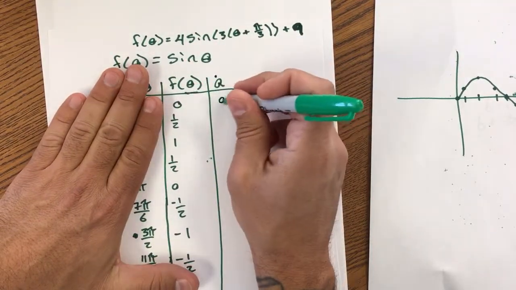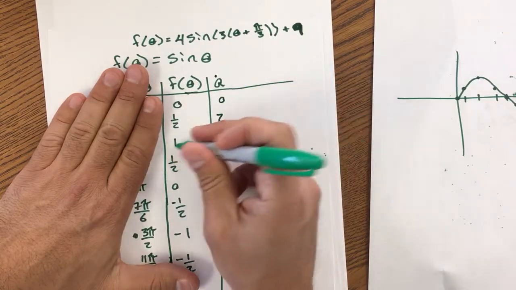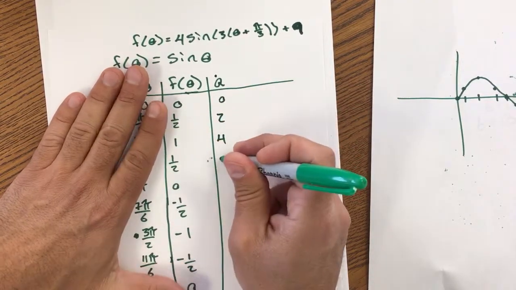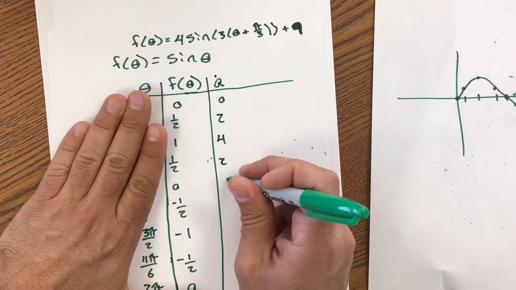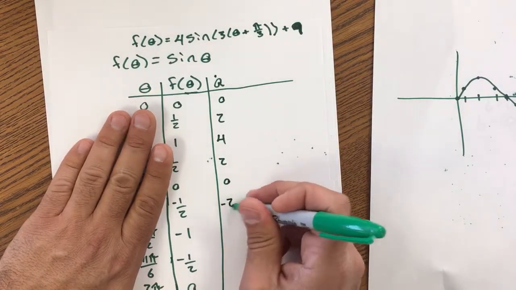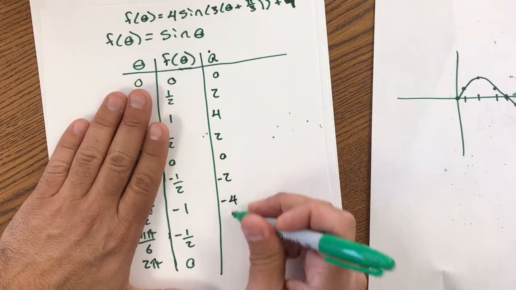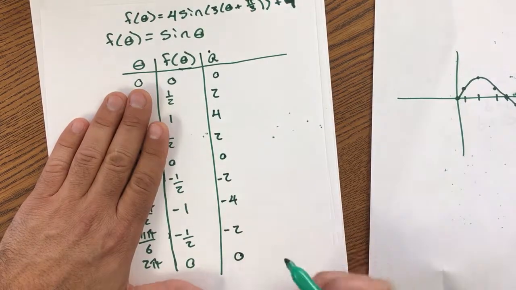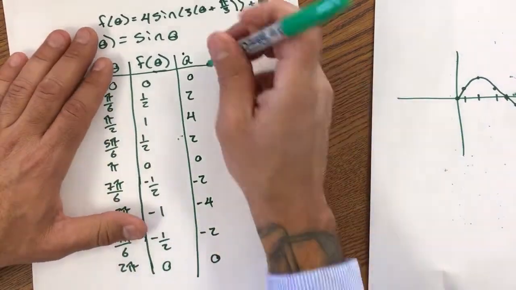So 0 times 4 is 0. 1/2 times 4 is 2. 1 times 4 is 4. 1/2 times 4 is 2. 0 times 4 is 0. Negative 1/2 times 4 is negative 2. Negative 4, negative 2, 0. And that's our first step.